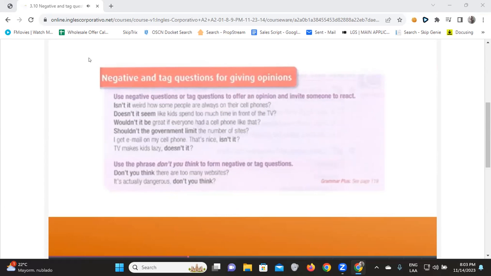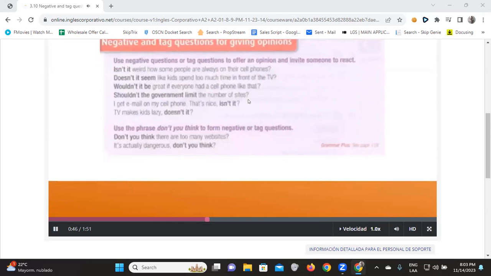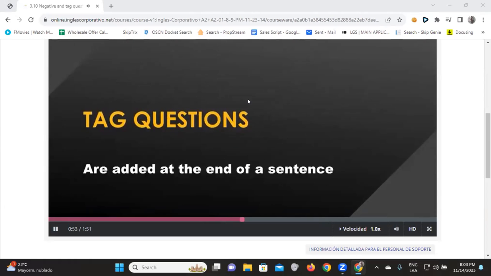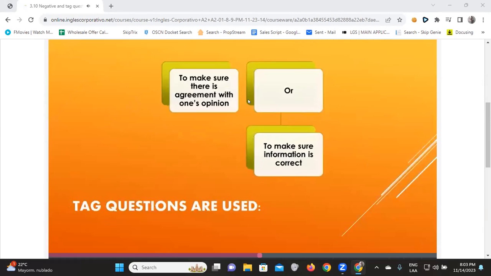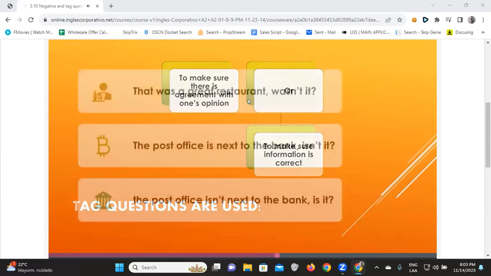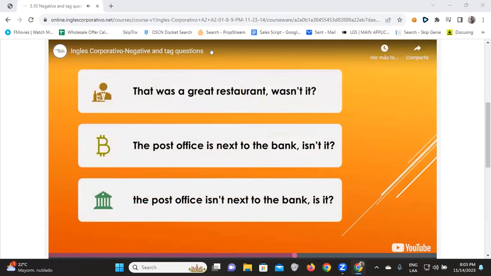Use the phrase, don't you think, to form negative or tag questions. Don't you think there are too many websites? It's actually dangerous, don't you think? Negative and tag questions for giving opinions. A tag question is a question added at the end of the sentence. Tag questions are used to make sure there's agreement with one's opinion or to make sure information is correct. That was a great restaurant, wasn't it? The post office is next to the bank, isn't it? The post office is next to the bank, is it?